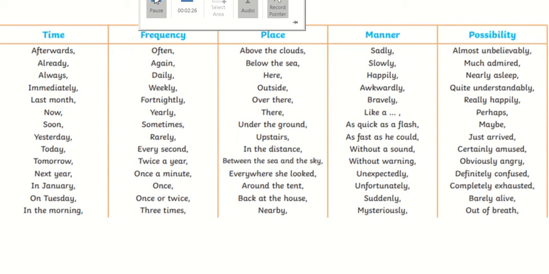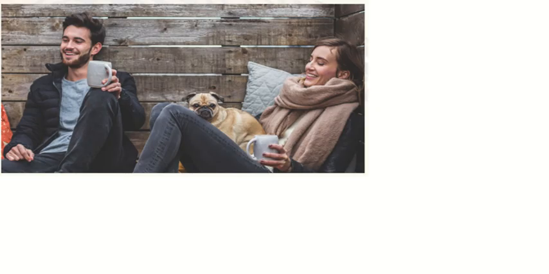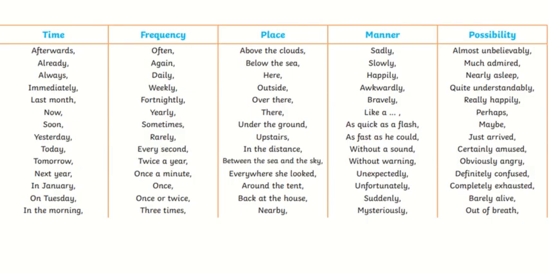So here we go. I'm going to go back to the picture. So I have a lady here, she looks quite happy, she's drinking a drink. I've got a dog there which I think looks a little bit grumpy, and I've got a gentleman here who is also looking quite happy with his drink. So let's have a look if we can find an adverbial to work with this.